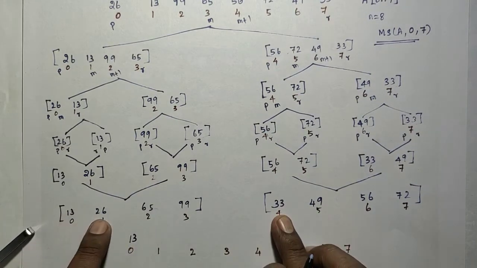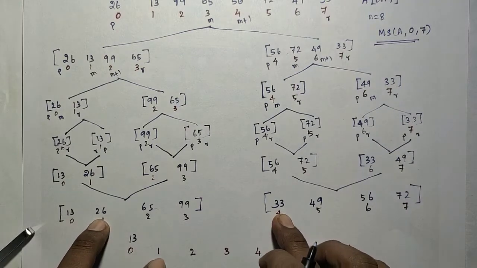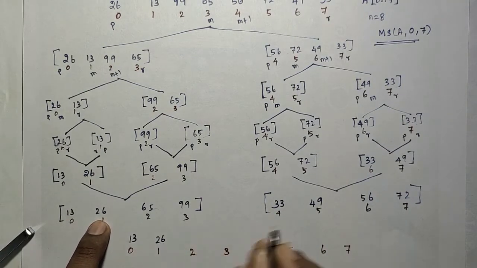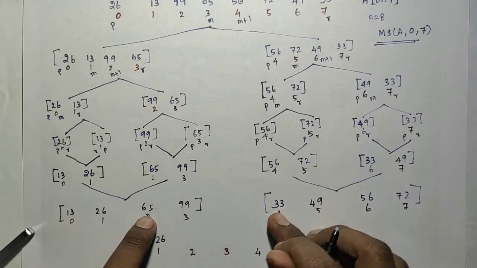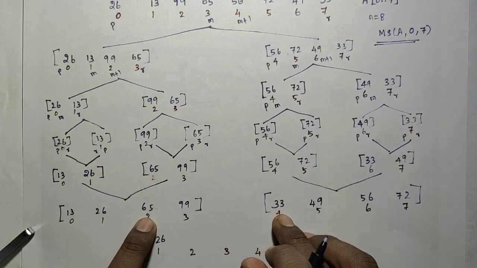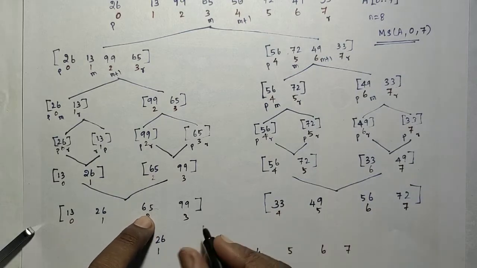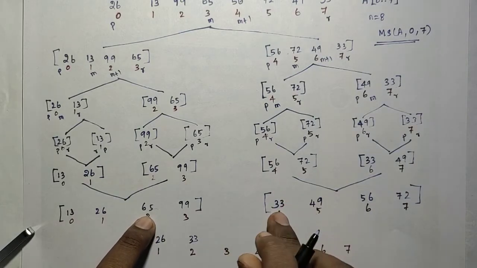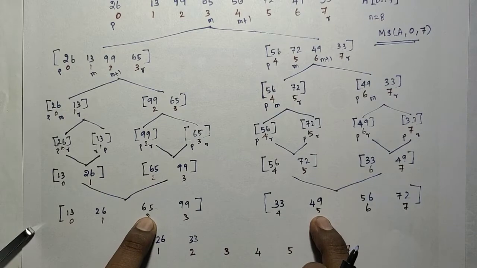Then increment this alone. So 26, 33. 26 is the minimum. Put it here. And then increment this alone. Okay. And 65, 33. 33 is minimum. Put it here. And increment this alone. And 49, the 65. 49 is the minimum.